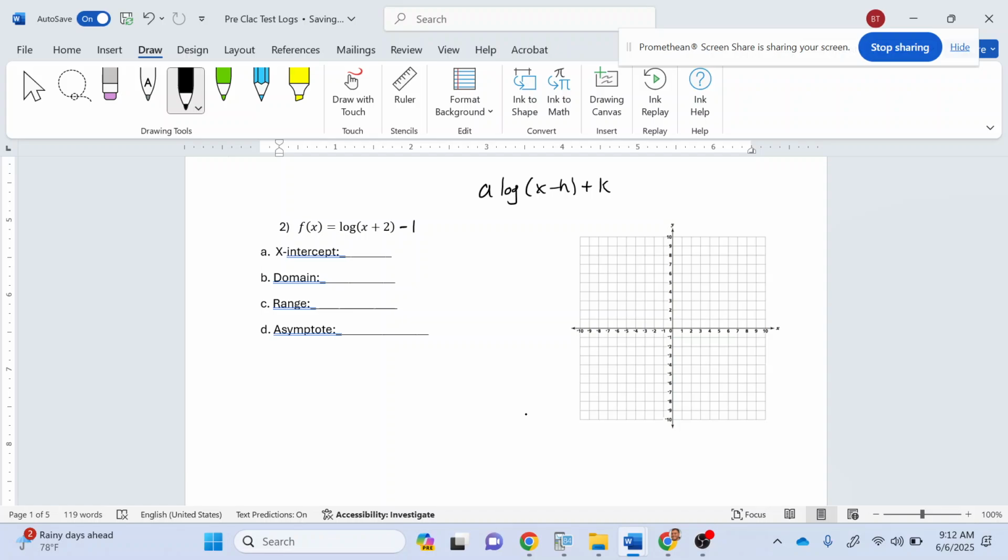In this case, we're going to get the x-intercept, which makes y, or f of x, equal to 0. So 0 equals log of x plus 2, minus 1. I'm going to add 1 on both sides. 1 equals log of x plus 2. I'm going to have to bring the log over. If you remember, the base of a log, if you don't see it, is 10.